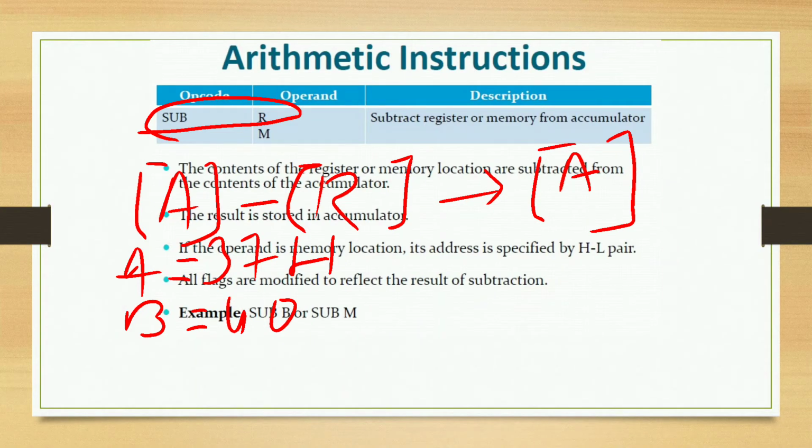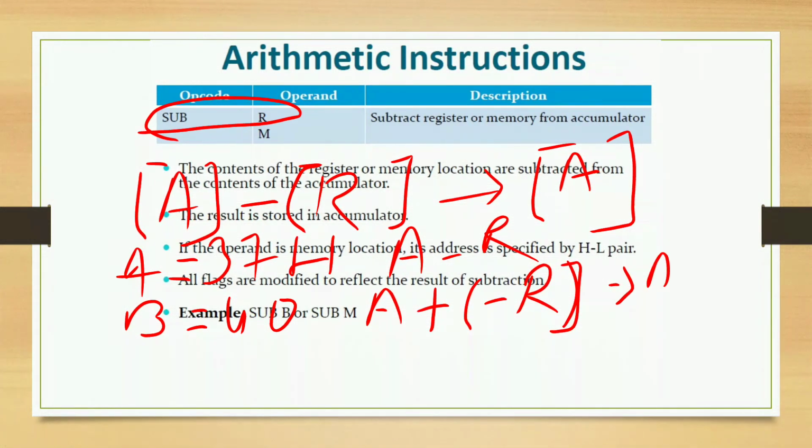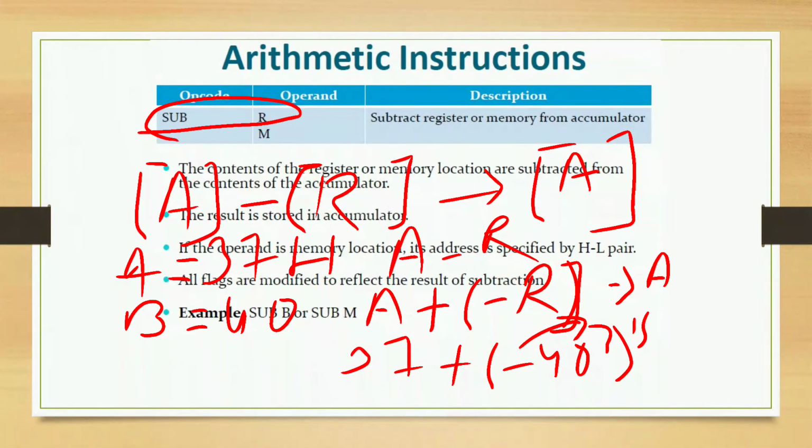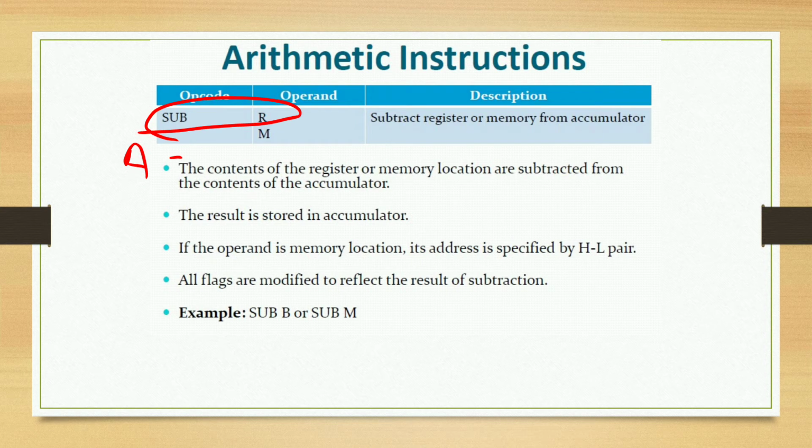Means in accumulator direct subtraction is not performed. That means A minus B, and result stored in accumulator. Means 37 plus of minus 40. That means find the 2's complement of 40 and this 2's complement is added with the 37 and result is stored in accumulator. A is 37 and B is 40, A plus 2's complement of 40.